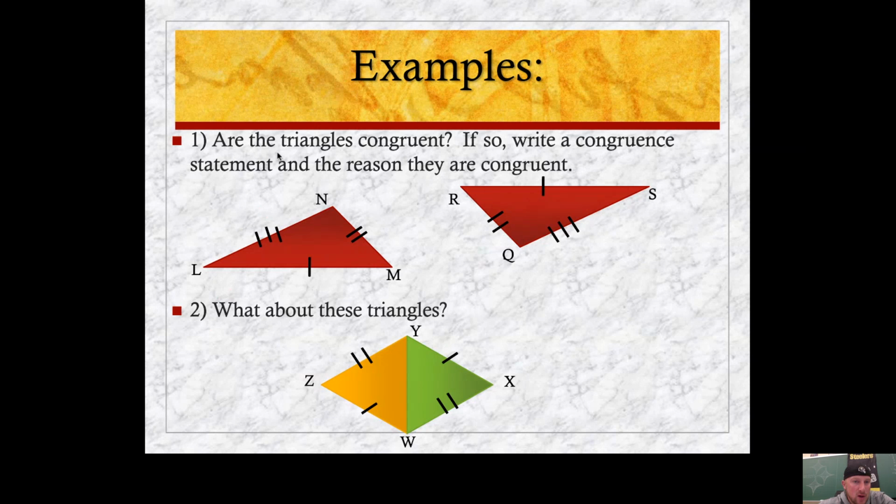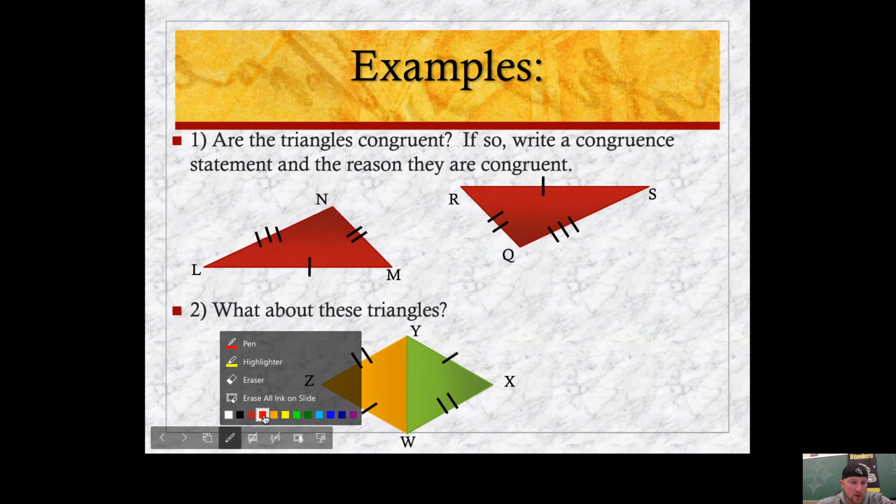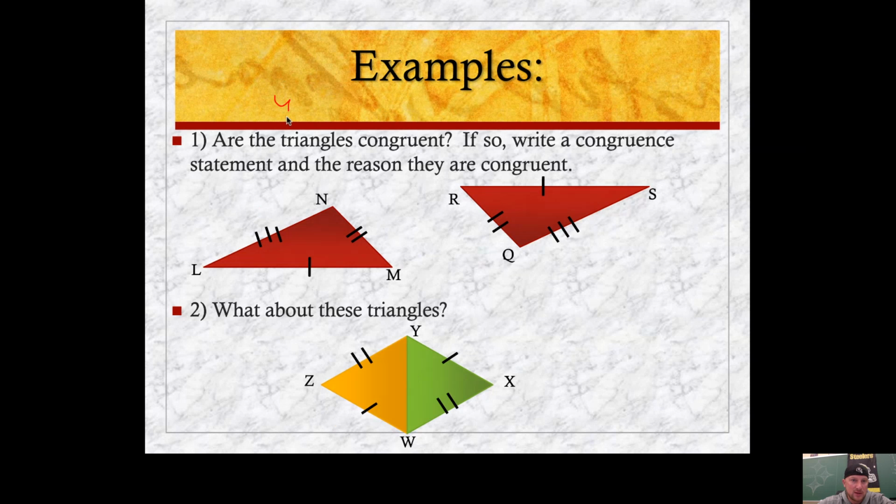Here's some examples. Are these triangles congruent? If so, write a congruent statement and the reason they are congruent. I see a pair of congruent sides. I see a second pair of congruent sides. And I see a third pair of congruent sides. If you can count 3 pairs of congruent sides, then your triangles are congruent. So are the triangles congruent? Yes.